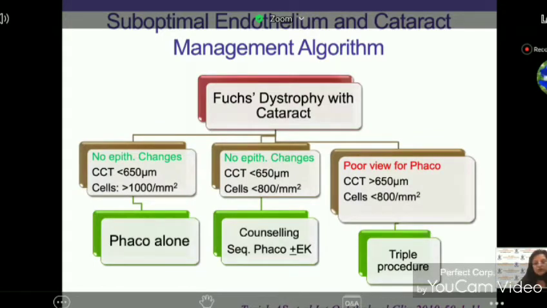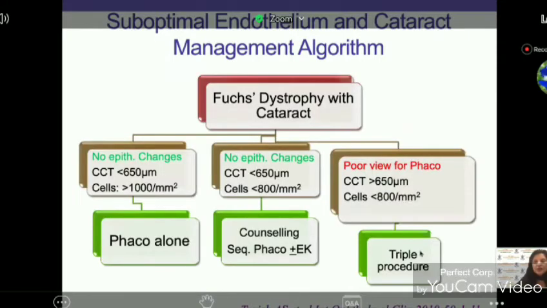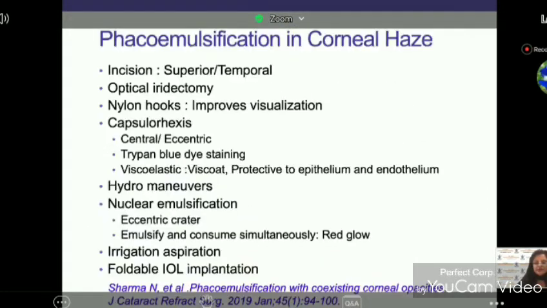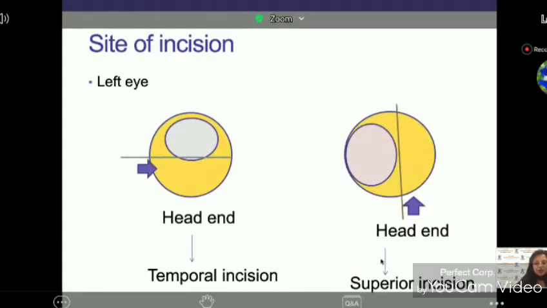If there's a case of Fuchs dystrophy with cataract, then you have to look at the figures. So the magic figures are 650 microns and 800 cells. If there are no epithelial changes and if the corneal thickness is less than 650, cells are more than 1000, you can do phaco alone. But if there's poor view for phacoemulsification and thickness is more than 650, cells less than 800, then in those cases, you will have to plan an endothelial keratoplasty with the phacoemulsification procedure. These tips and tricks I would be showing as I go through the videos.